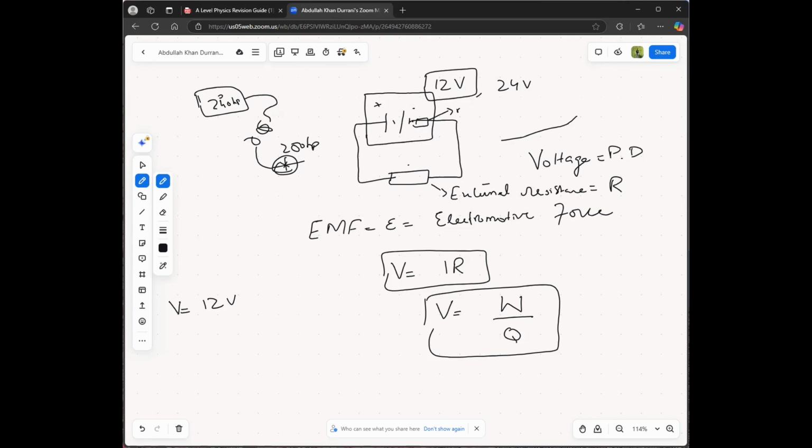The same thing happens here. If you have a battery and it gives you an output of 12 volts, it is not actually producing 12 volts. It may be producing 14 volts or 15 volts, and there is some internal resistance to it as well, due to which all of it does not make it outside.